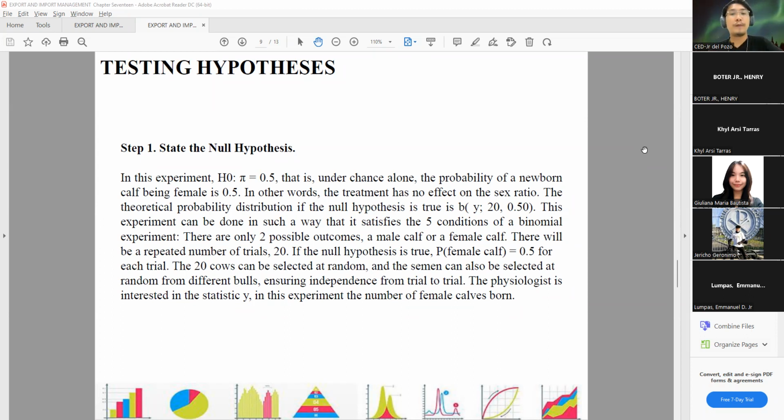There are only 2 possible outcomes, which is magkaroon siya ng lalaking calf or the female calf. There will be a repeated number of trials, 20. If the null hypothesis is true, the probability of a female calf is 0.5 for each trial. The 20 cows can be selected at random, and the semen can also be selected at random from different pools, ensuring independence from trial to trial. The physiologist is interested in the statistic: the number of female cows born in this experiment.